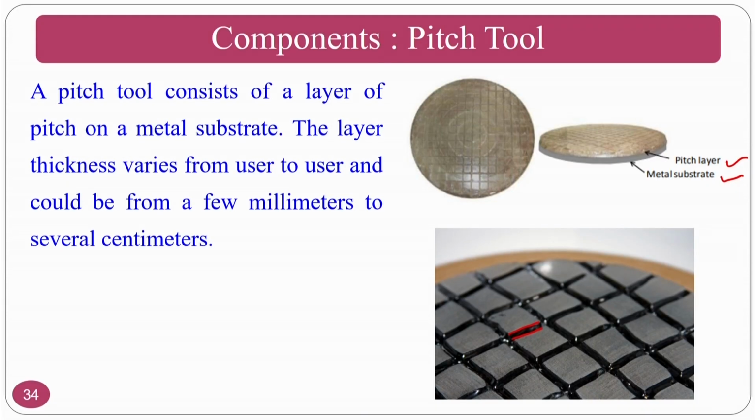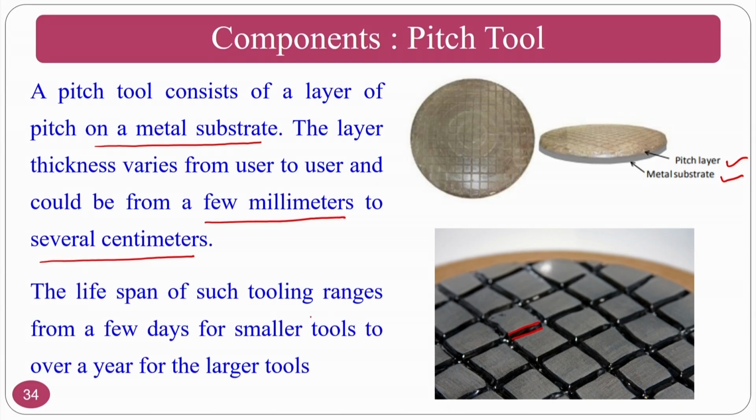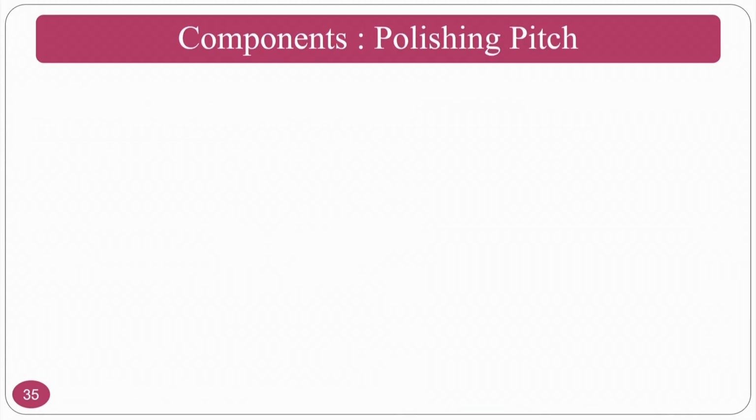Pitch tool consists of layers of pitch on a metal substrate. This layer thickness varies user to user and could be a few millimeters to several centimeters also. Okay. And the lifespan of such tooling ranges from a few days for smaller tools to a few years for larger tools. That means that this thickness gradually decreases with respect to the number of components that you want to finish. At the same time, it depends on the load that you are applying and other things.